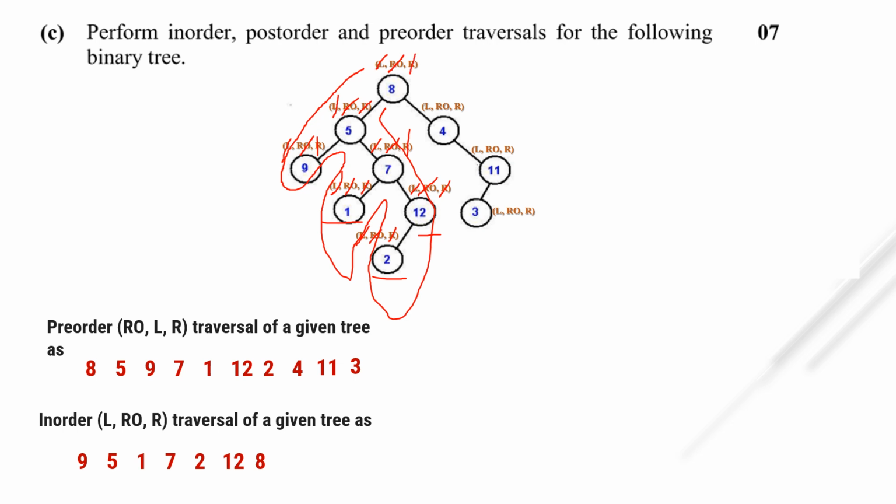Now go to the right subtree of 8. What is the right subtree of 8? 4. Go to the left subtree of 4. There is no left subtree. Now process the root node. So the answer is 4.